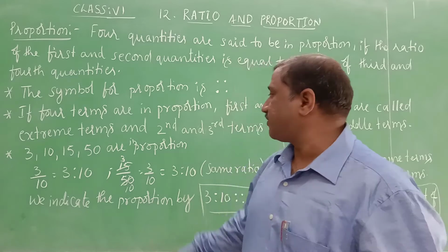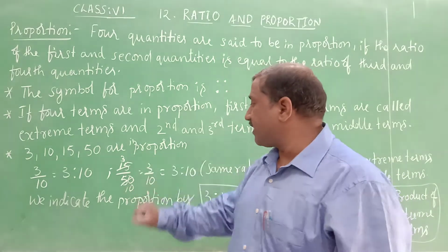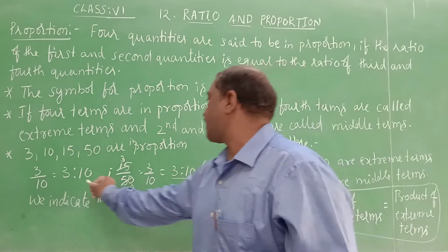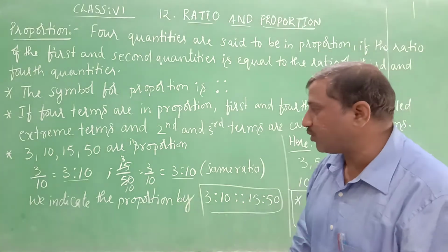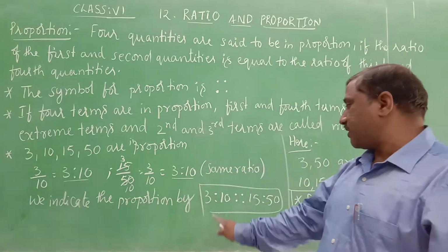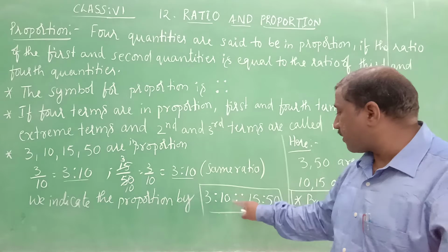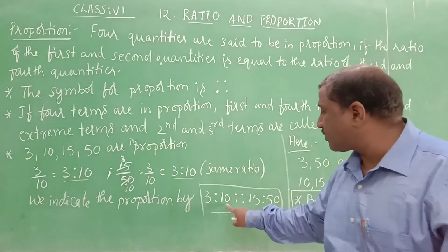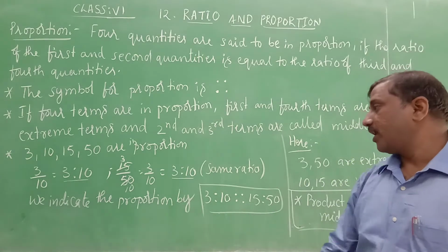Third and fourth terms is 15 by 50. 5 threes are 15, 5 tens are 50, so 3 by 10, which is again 3 is to 10. So here the ratios are same. Same ratio is there. Therefore, they are in proportion. So we indicate the proportion by these four numbers: 3 is to 10 is proportion to 15 is to 50.